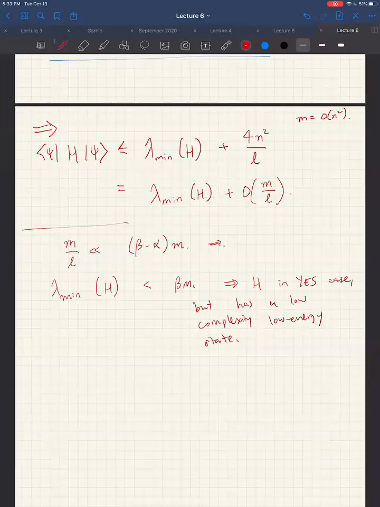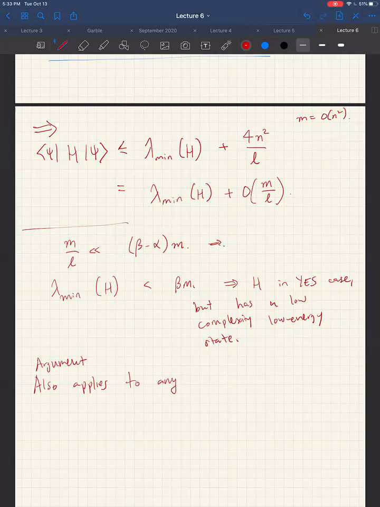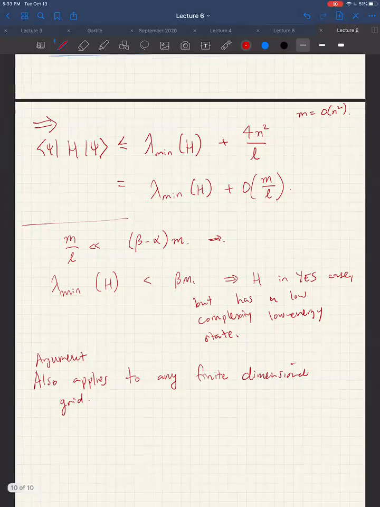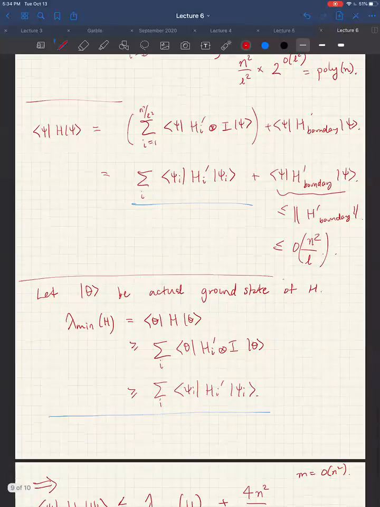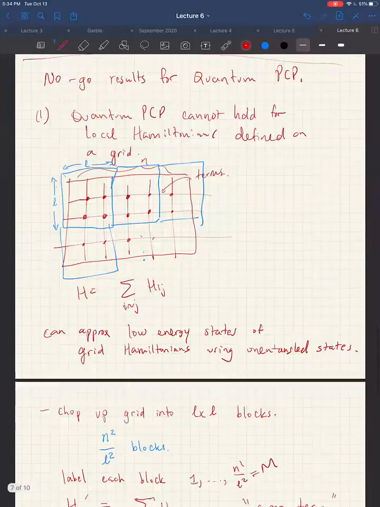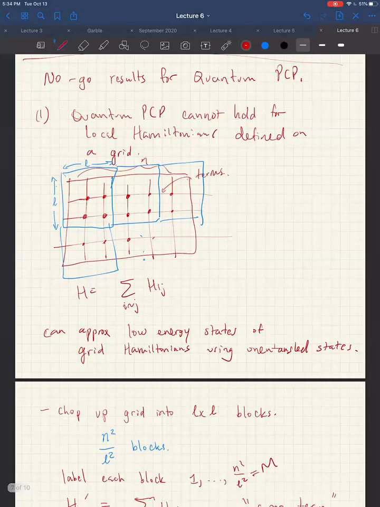Okay, and there's nothing special about 2D grids in this argument. This could have applied to any finite dimensional grid. So the argument, right? It says that basically these types of local Hamiltonians, even though they're very commonly considered in many body physics, things interacting on grids, are too simple to be the types of Hamiltonians that the quantum PCP conjecture would be most interested in.